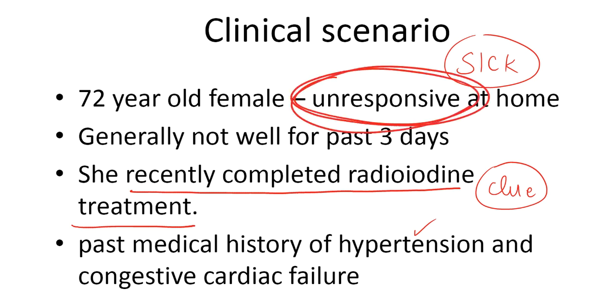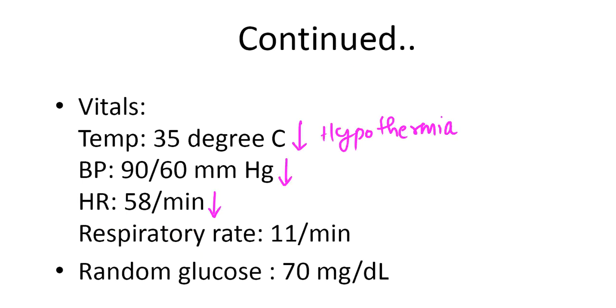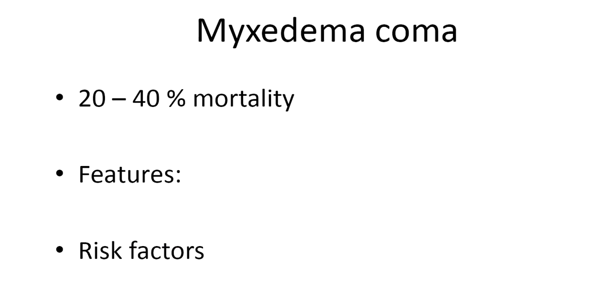Now with this in mind, a patient who is probably hypothyroid and not treated, and became unresponsive at home with very severe hypothermia, hypotension and bradycardia, what will you think of? Yes, you got the diagnosis correct. It is a case of myxedema coma. Remember, it's one of the very dangerous problems encountered in a patient who is previously undiagnosed with hypothyroidism, or treated with hypothyroidism but with inadequate dosages of thyroxine. Are you able to follow?